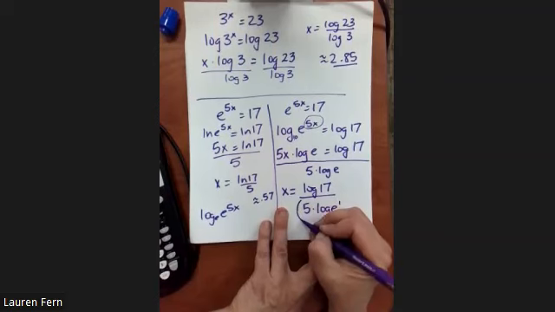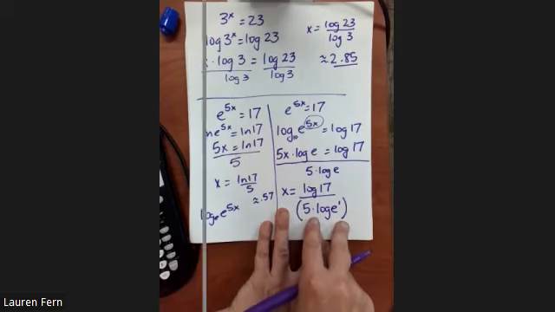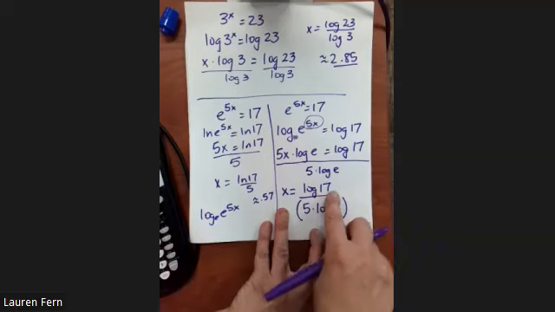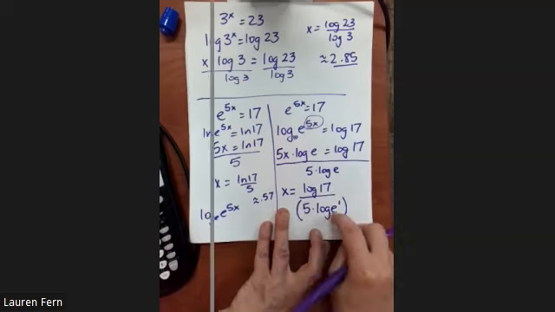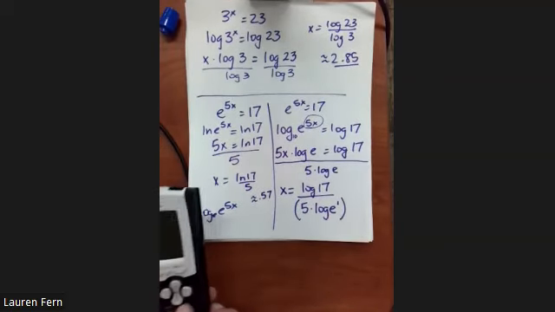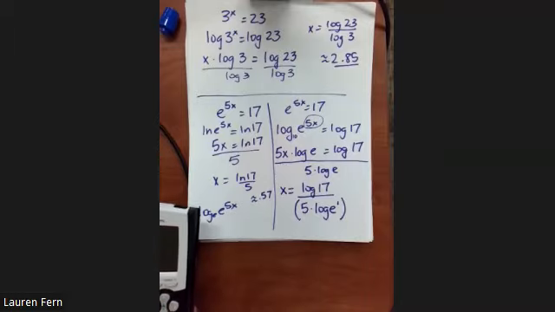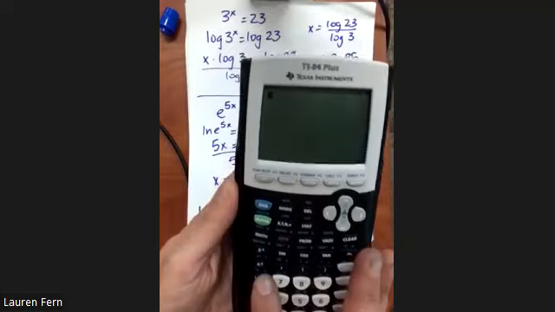Make sure when you're plugging it in your calculator that you put parentheses around your entire denominator so that it knows the correct order of operations, right? Because otherwise it would do log of 17 divided by 5 and then take that whole shebang times log e. So what would that look like in a calculator? Do you want to see? If you don't, just don't watch.